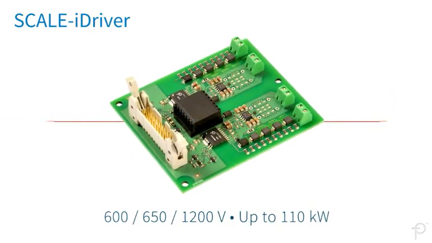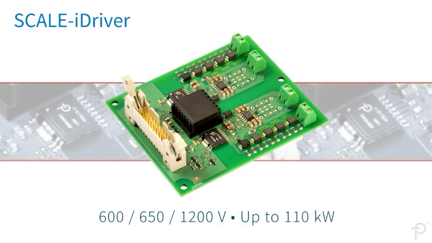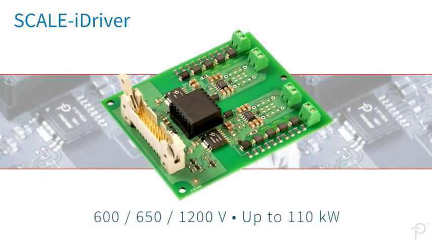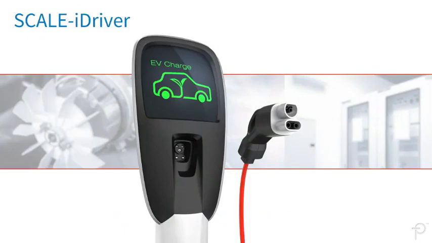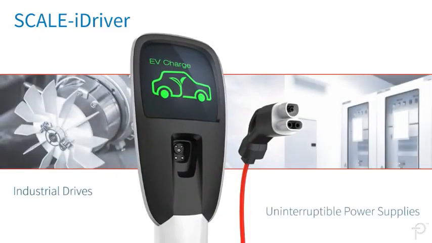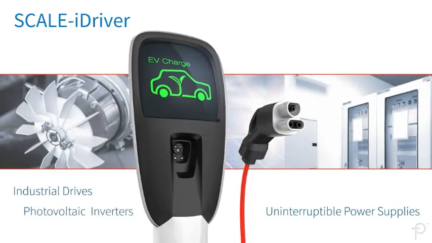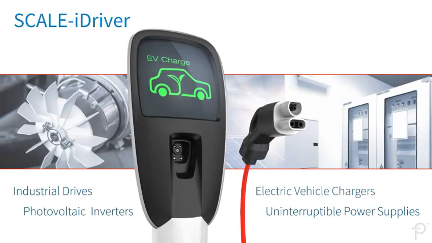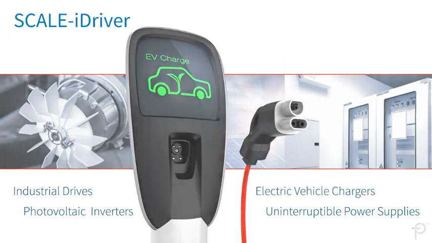SCALE-iDriver devices drive up to 1200-volt IGBT and MOSFET inverters up to 110 kilowatts. They are ideal for industrial drives, UPSs, photovoltaic inverters, EV chargers, and many other industrial applications.